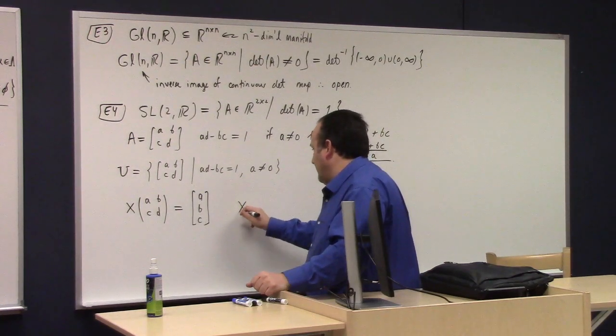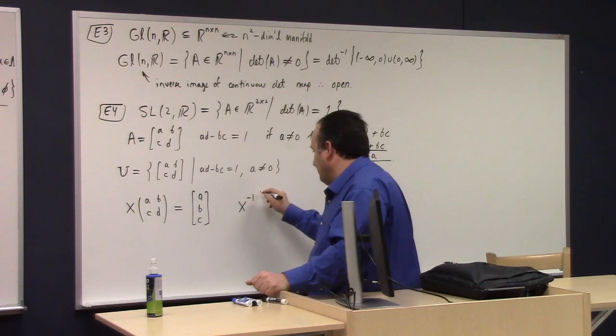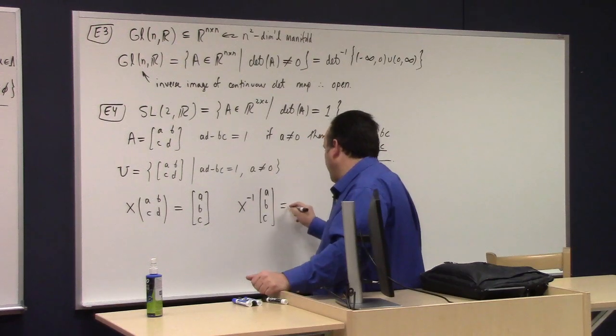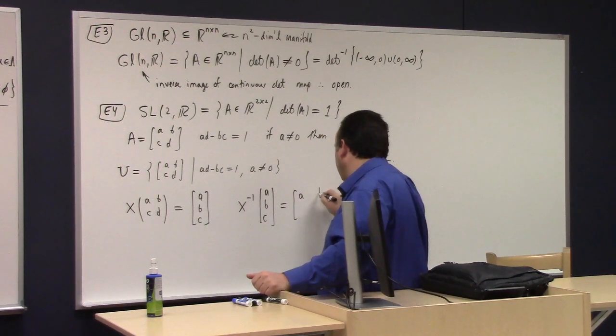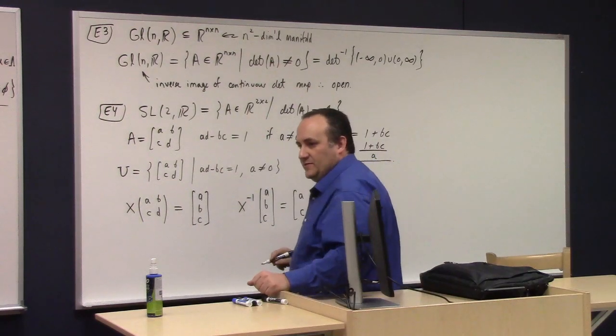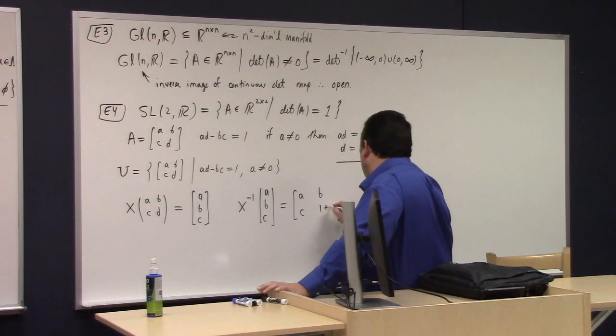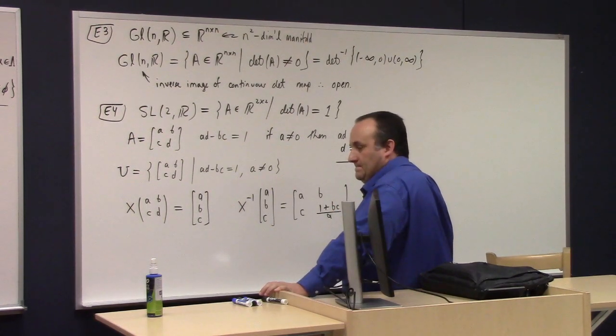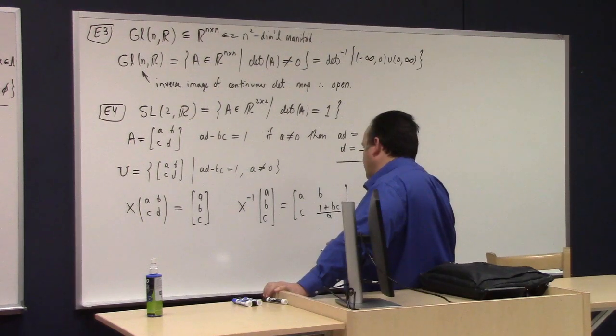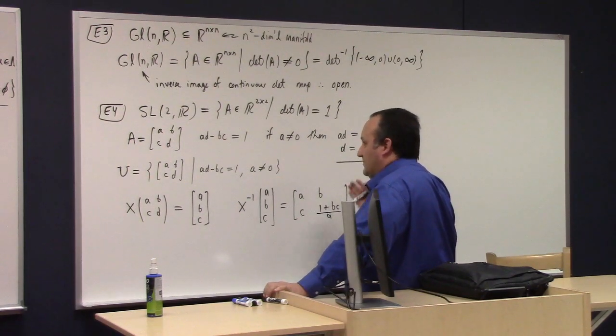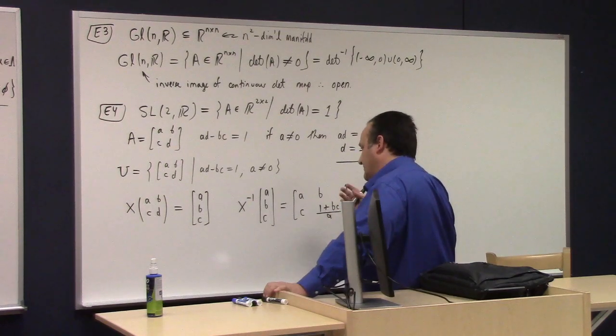So what's the inverse of this map? What's X inverse of (A, B, C) equal to? Well, I'll do the easy part. (A, B, C). And the more interesting part, of course, is D. And so, anyway, once we get everything set up more concretely here, these calculations, I believe, suffice to prove that.